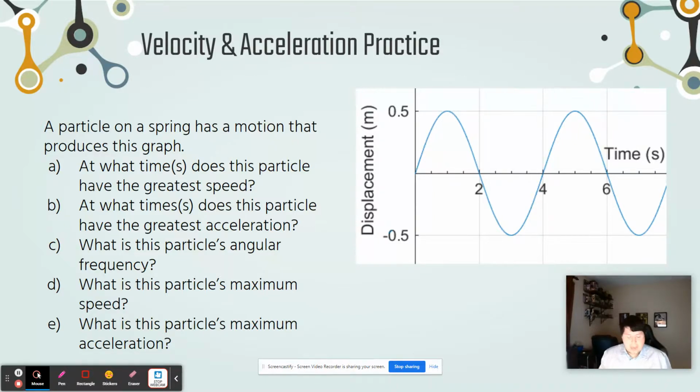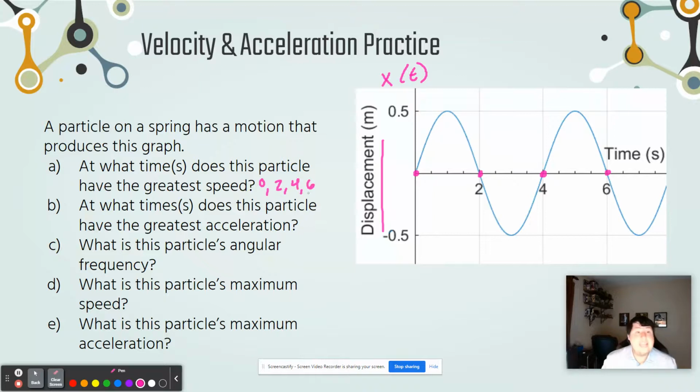Okay, so let's do the time questions first. Remember, this is a displacement graph, so this right here is x of t. It's telling me how this particle is moving with time. When you have your greatest speed, that's when the position is at 0. So it has its greatest speed anytime this crosses the x-axis, and that looks like 0, 2, 4, and 6. It has its greatest acceleration at the same times that position is at its maximums, so it looks like 1, 3, 5, and 7.